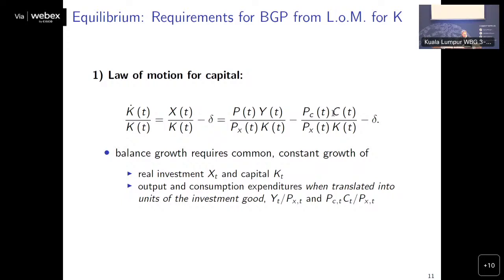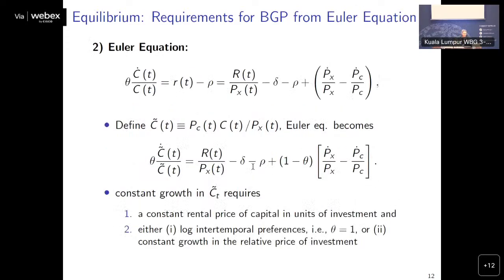Okay, so that's the first equation. It tells you that you're going to need output and consumption expenditures to grow at the same rate as capital when translated into the units of the investment good. So the investment good price is going to be very important. Usually in a model with just a single sector, that investment good price is a constant price. Consumption's the numeraire, investment's the same. Here we have different goods.